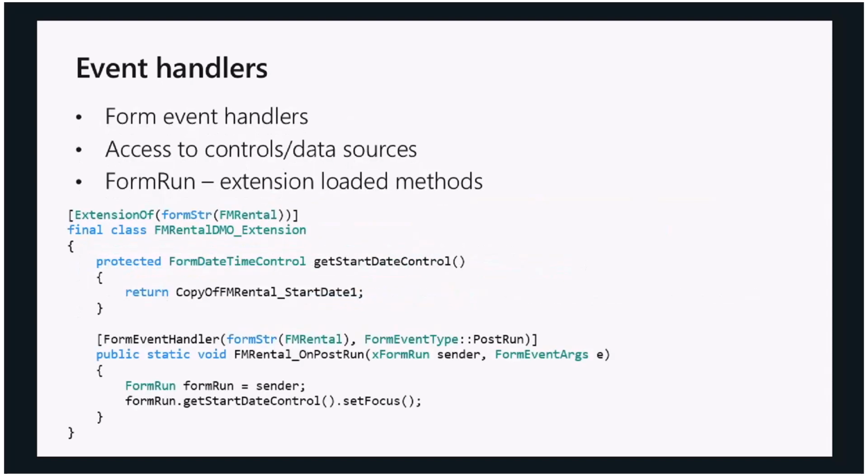Another way of accessing the form methods and controls is shown here. By casting the xFormRun parameter to a FormRun variable, we can now invoke methods that are available at runtime. Thus, we can call methods that we have added to the form ourselves via an extension class. You can see here I have an extension method to return a specific control, which I can then access via the FormRun variable.